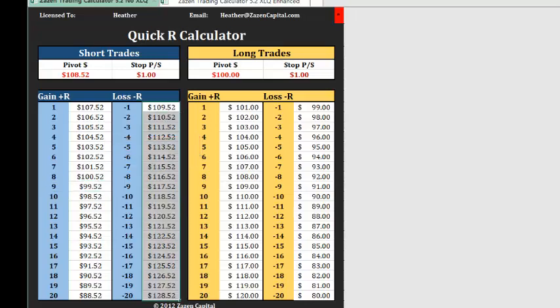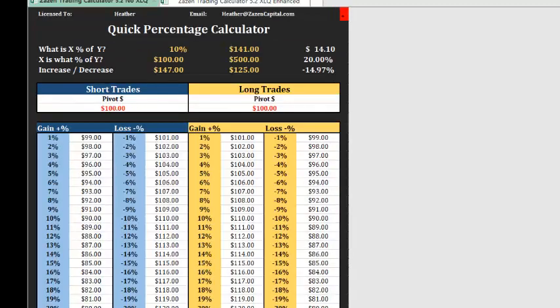This is the quick percentage calculator. It's structured the same as the last one we looked at. However, instead of R, it gives you a percentage of loss and gain for either a short or a long trade. If your pivot on a short trade was $100 and price fell to 95, that would be a 5% gain. If price rose to 107, it would be a 7% loss.